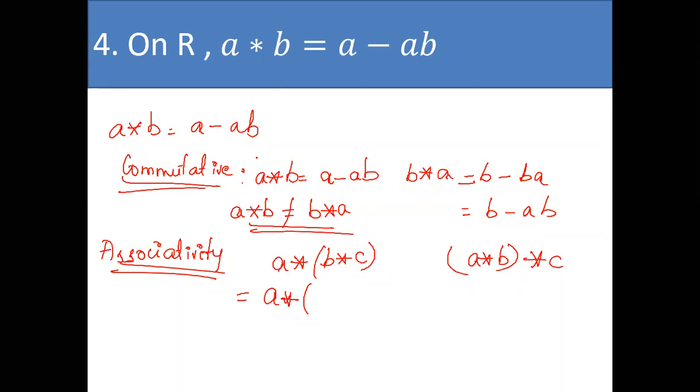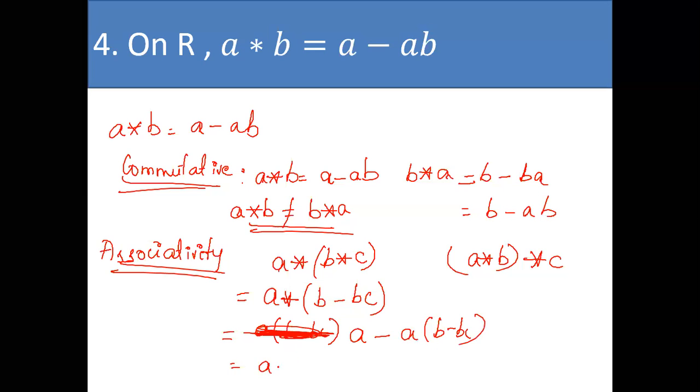What is B star C? Wherever you have A, replace it by B. Wherever you have B, replace it by C. So it becomes B minus BC. Okay, now in place of A, I have A, but in place of B, I have B minus BC. So apply, it becomes A into B minus BC. Okay, sorry. So not this. So it is A minus A into B minus BC. So what will I get? A minus AB plus ABC.